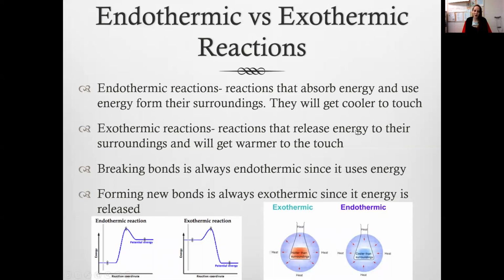Anytime you break bonds, that is always an endothermic reaction because it takes energy to break that bond. And then anytime you form a bond, it releases energy. So that's an exothermic reaction.